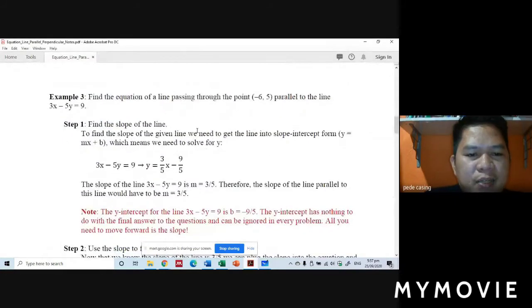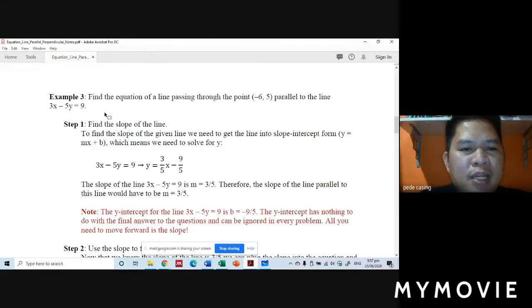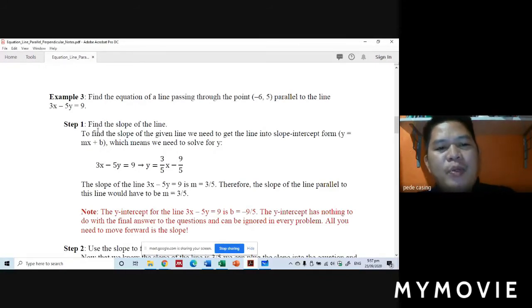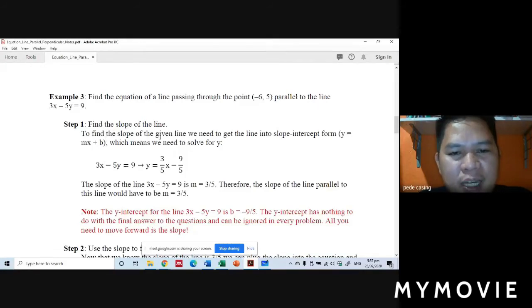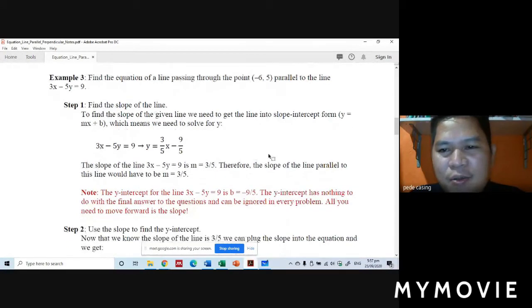Example number 3. Find the equation of a line passing through the point negative 6, 5, parallel to the line 3x minus 5y equals 9. So we are going to find the equation of the line. So first step, or step number 1, find the slope of the line. To find the slope of the given line, we need to get the line into slope-intercept form. I will not show the process anymore on how to find the slope because the time is running.